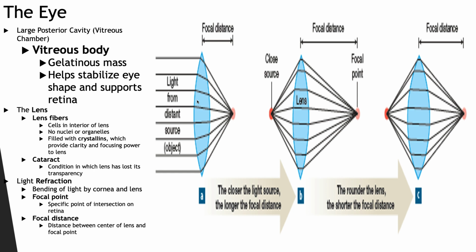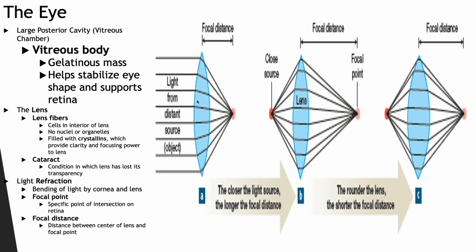Additional refraction takes place when the light passes from the aqueous humor into the relatively dense lens. The lens provides the extra refraction needed to focus the light rays from an object toward the focal point, a specific point of intersection on the retina. The distance between the center of the lens and its focal point is the focal distance of the lens.